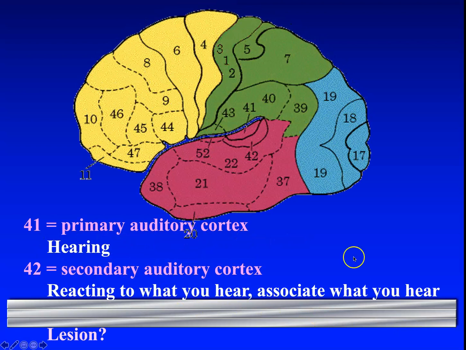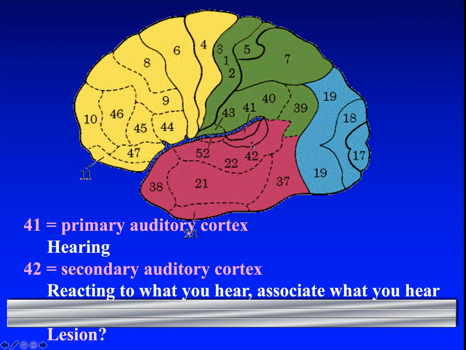All right, where are we? Areas 41 and 42. That's right here. We're now into the temporal lobe. We were in the frontal lobe, now we're in the temporal lobe. Area 41 is the primary auditory cortex. So sounds go there, a voice or whatever. The sounds go to the primary auditory cortex.